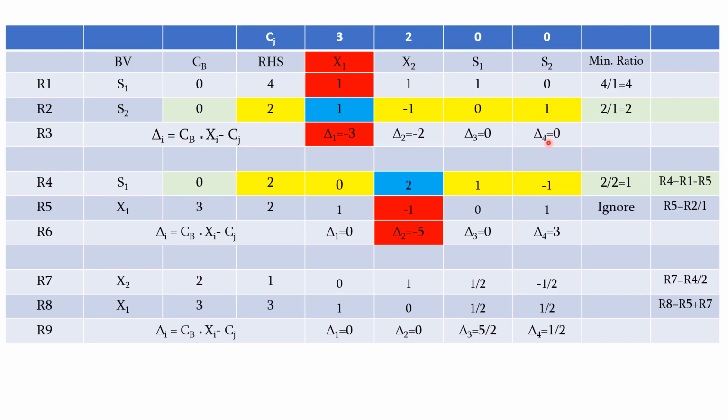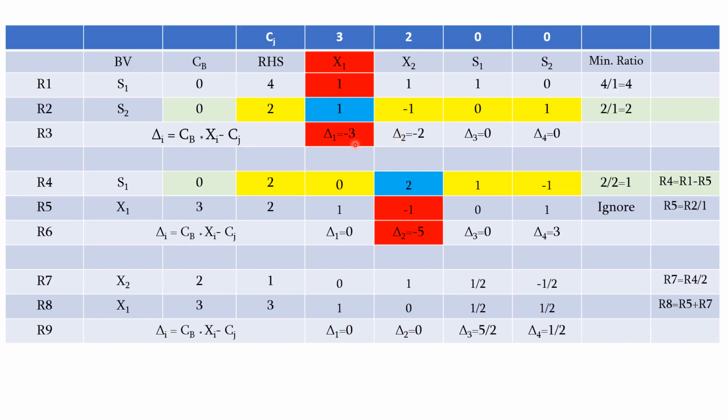Next, let us see what to do. Among these delta values, which is the minimum? Delta 1 is equal to minus 3, which is the minimum. Another thing you have to observe here is whether all delta i are greater than or equal to 0 or not. No, it is not. You have some negative values here, minus 3 and minus 2. So you have to continue the problem. If any of the delta values is negative, you have to continue until all the delta i are greater than or equal to 0.